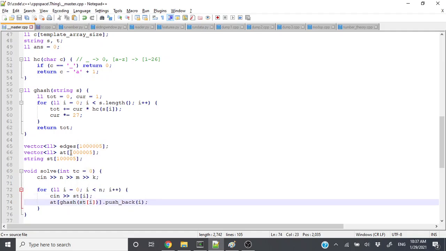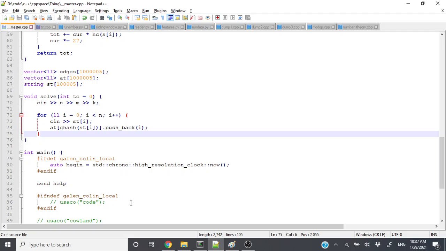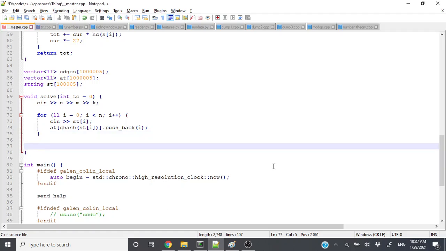So then at is basically just for each possible hash, what are the indices that it has? Or for each possible string, what indices have that string? That'll help us with the topological ordering.